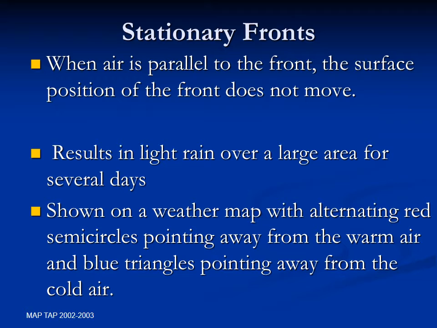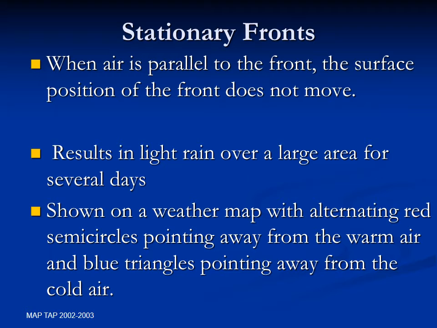Stationary fronts. If you think of the word stationary, something that's stationary is something that's not moving. So when you have air that's parallel to a front, the surface position of that front doesn't move. That results in light rain over a large area for several days, which is kind of like a warm front. And on a weather map, it's shown using both the warm and cold front symbols.